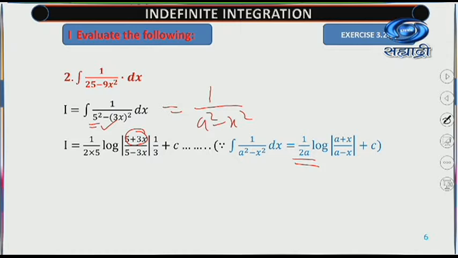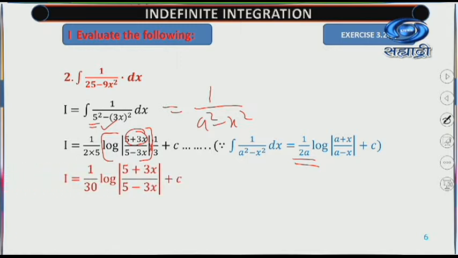What is the coefficient of x? Coefficient of x is 3. So you'll get 1 upon 3 plus constant of integration. This 1 upon 3 is out of the log sign. So the log function is up till here only. This is your log function. This is 1 upon 3. So 1 upon 3 is a constant multiple of the log function plus constant of integration.